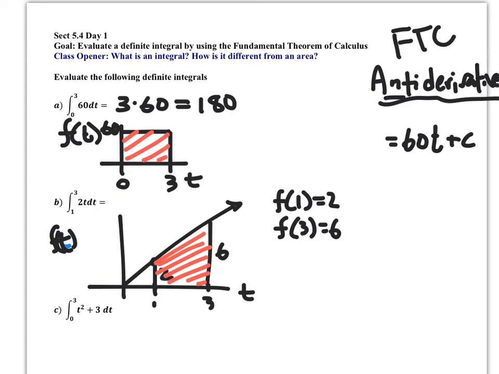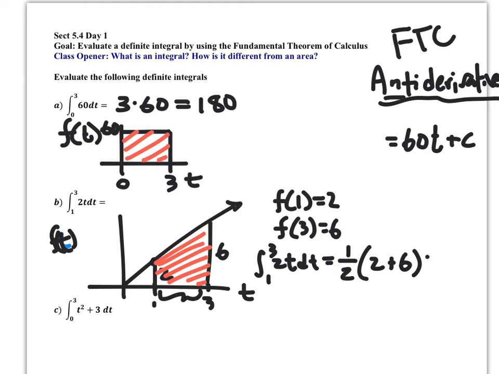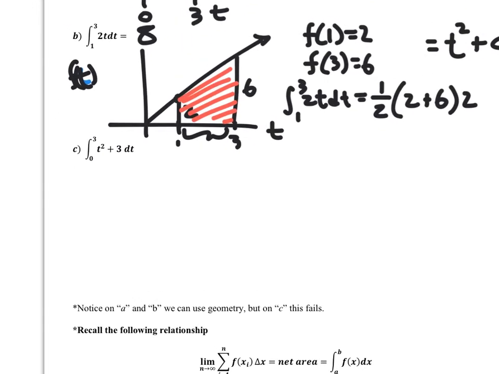That'd be the integral from 1 to 3 of 2t dt would equal 1/2 base 1 plus base 2 times the height. The height would be the distance between these two. So it looks like we would get 8. Okay, the antiderivative here, if I have 2t, would be t squared plus c. All right, the last one.